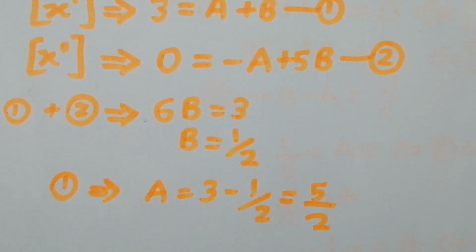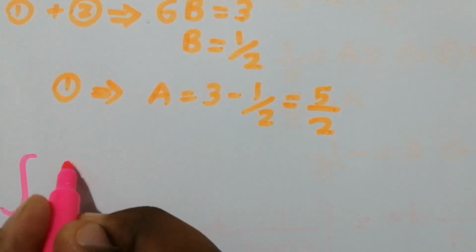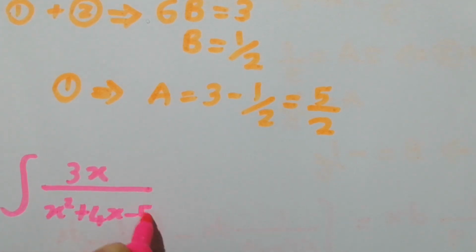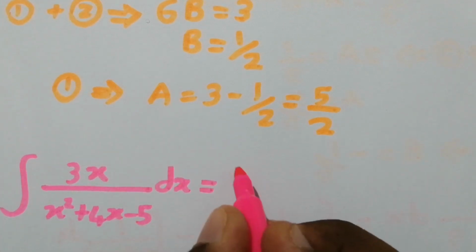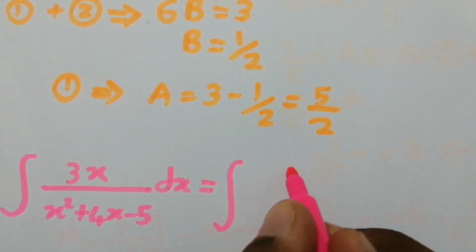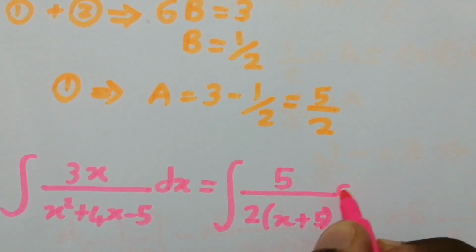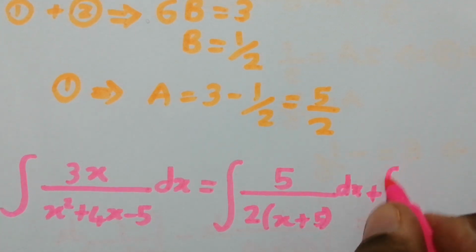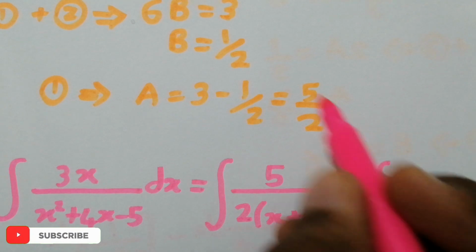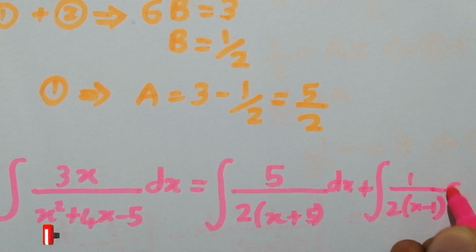Now I can write the integral of 3x upon x squared plus 4x minus 5 dx as integral A upon x plus 5. Here we have found A as 5 upon 2, x plus 5 dx, plus integral B upon x minus 1. Here we have found B as half, then 1 upon 2 times x minus 1 dx.